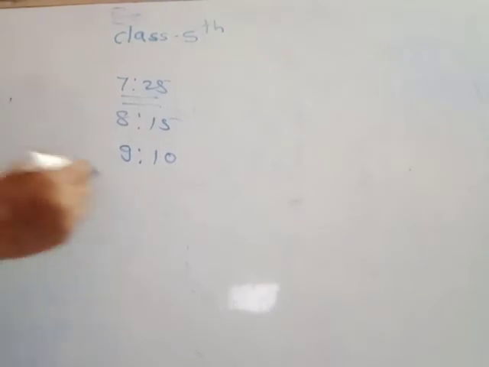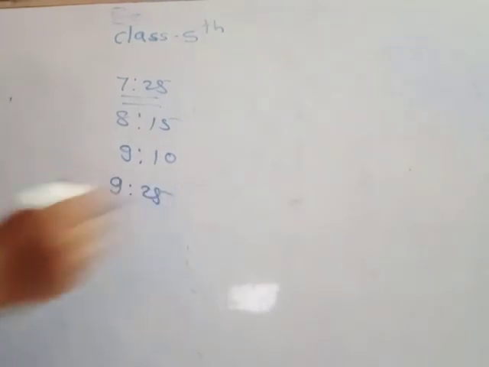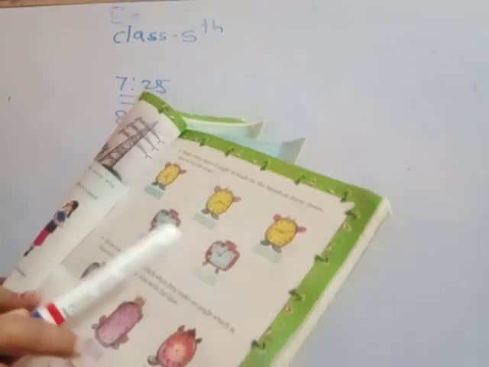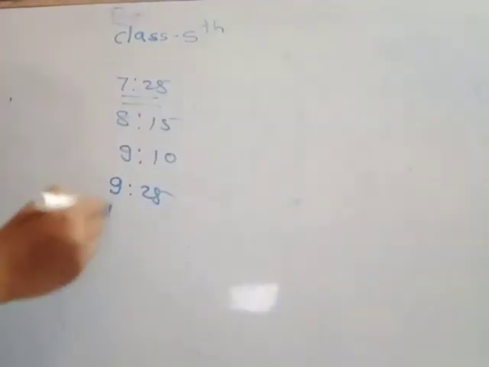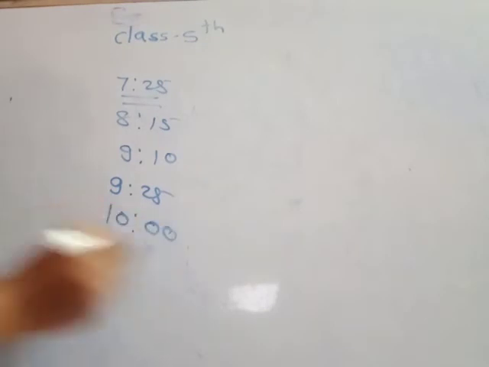Next one, 9:25. 25 minutes past 9. Which type of angle is formed here? This is an obtuse angle. Then the last one, see, exactly 10 o'clock. 10 o'clock. This is an acute angle.